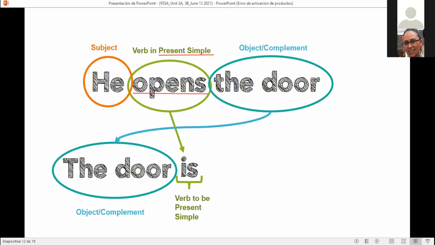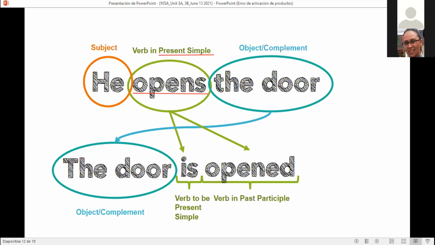La segunda condición que debe cumplir la voz pasiva, en este caso, es que el verbo va a ir en pasado participio. ¿Cómo quedaría entonces opens? Miren, solo tenemos que añadir la ed porque es un verbo regular, ¿no? So, the door is opened.